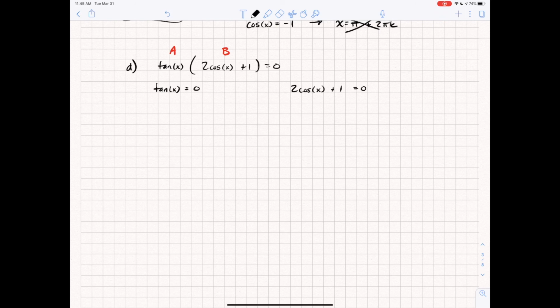Now again, tangent, remember, is y over x. So I'm looking for, when I set up the x and y coordinates, where would I get 0 as a solution for this? Well, this can only occur where y is 0 and x can't be 0, so something like 1 or negative 1. Well, this occurs specifically on the x-axis. So that means x is equal to 0, pi, 2 pi, 3 pi, etc.